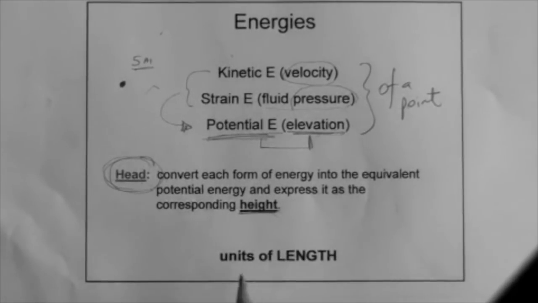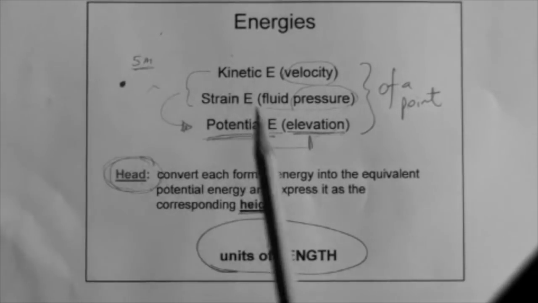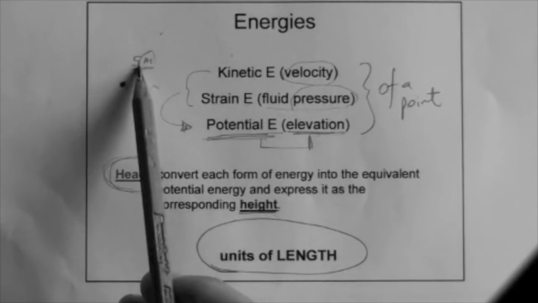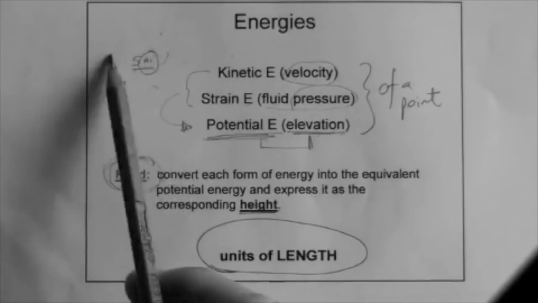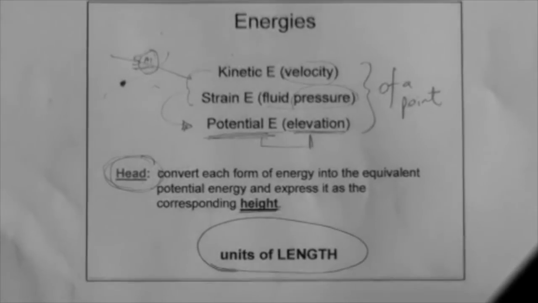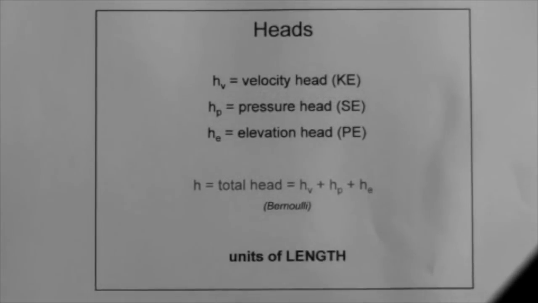So we convert each form of energy into the equivalent potential energy and express it as the corresponding height or distance. Head has units of length, and this is something that throws students off. Students say, okay, the head is 5 what? 5 meters. If you do not have the units associated to the number, then everything is wrong. The units are very important.